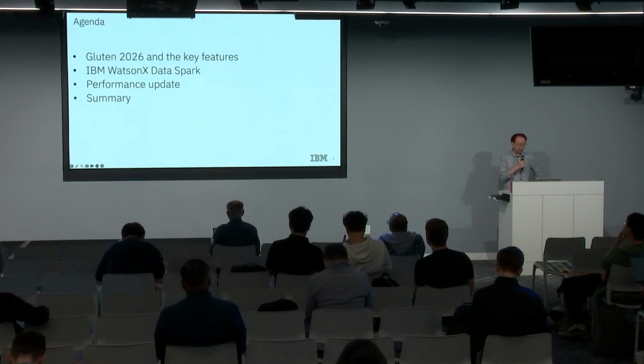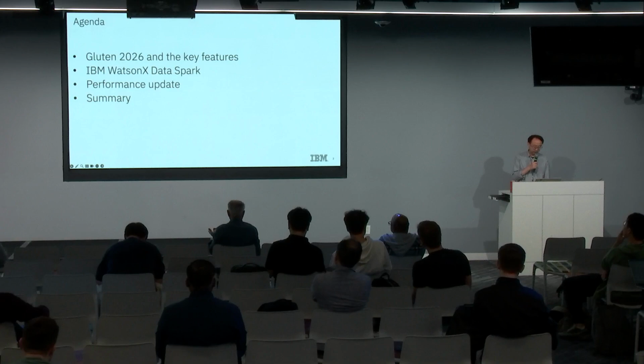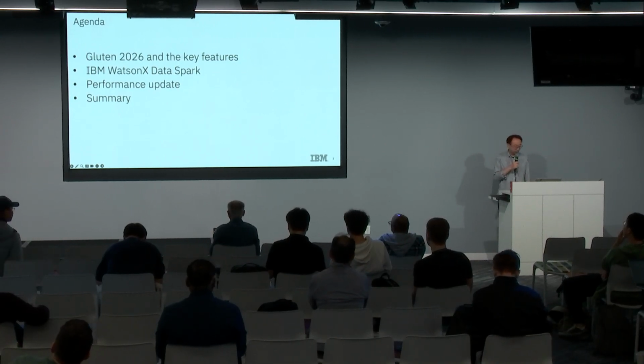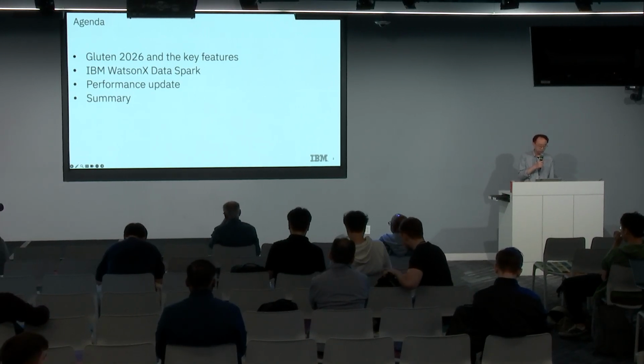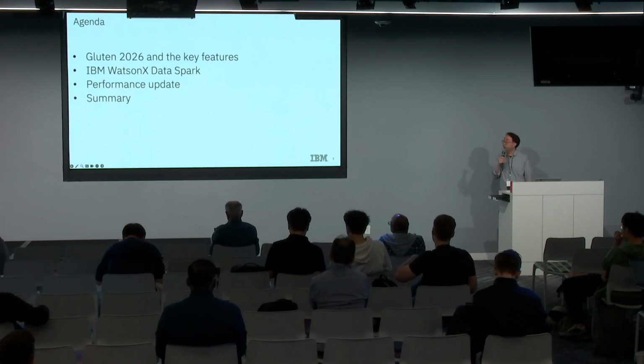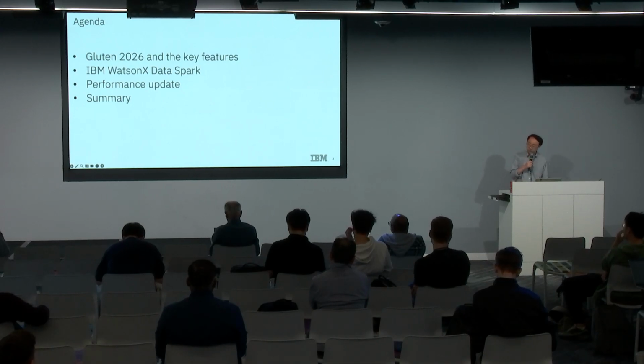So for the agenda today, first, I will introduce the key features we implemented in the past year for Gluten. And then I will introduce some details for some of the key features we introduced last year. And then I will do a short introduction on the IBM Velox Data Spark. And then I will introduce the performance optimizations we have done in the past several months. In general, we get almost 2x performance since last year. And then there's a summary.